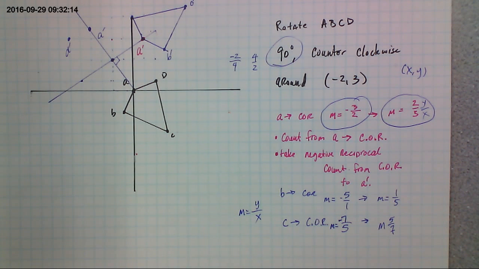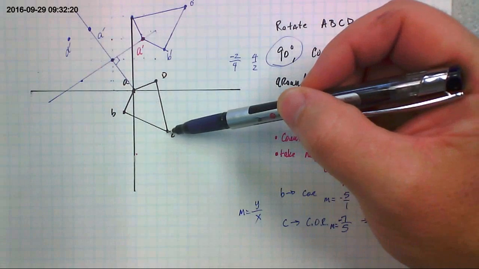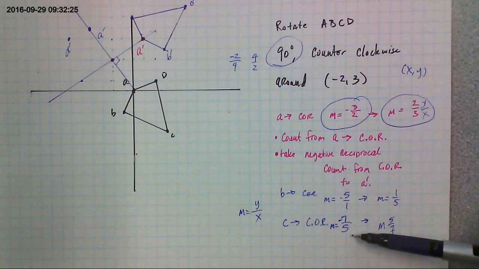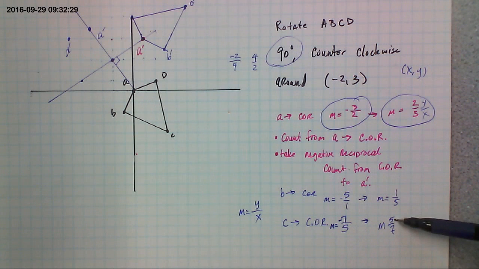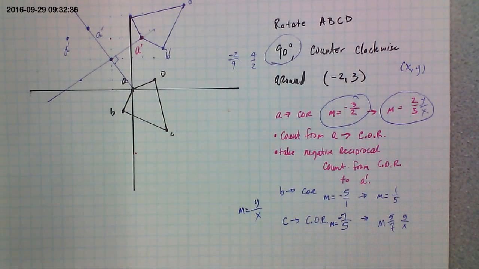No, up 5 over 7. Yeah, up 5. So from C to the center of rotation, from C to here, it's a slope of negative 7/5. So I have to rotate 90 degrees. That would be 5, 7. So I go up 5 and over 7 because it's rise over run. The slope is rise over run. Yeah. Okay.